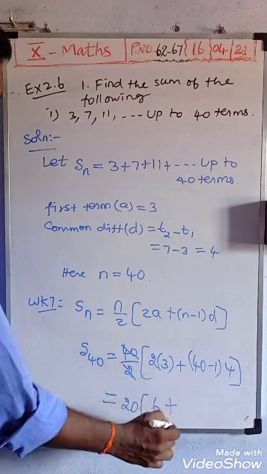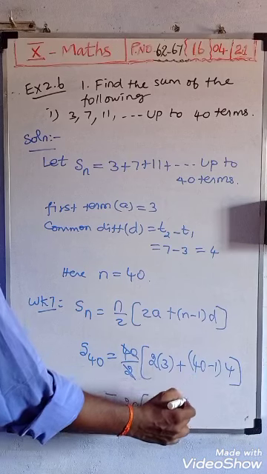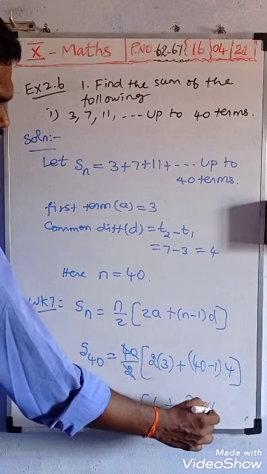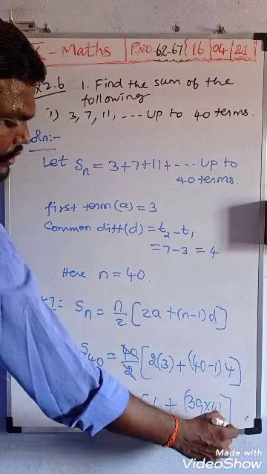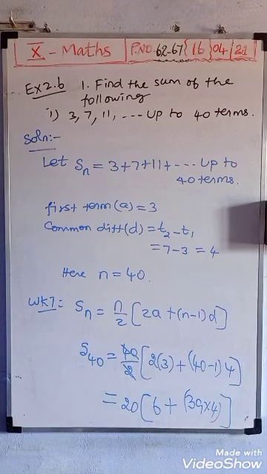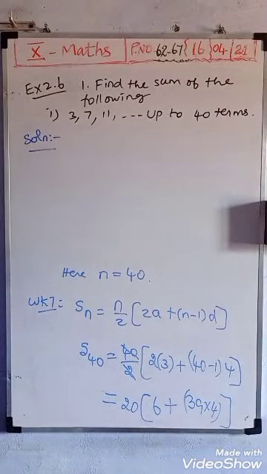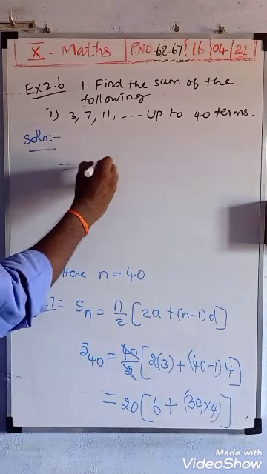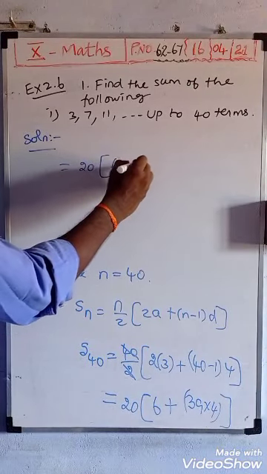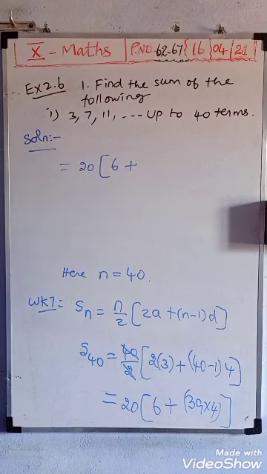First you should multiply, plus here 40 minus 1 is 39. So 39 into 4. First you should multiply 39 into 4. After that you add with 6. Then you will get the answer. Now you see, 20 of 6 plus 39 into 4, you should multiply.